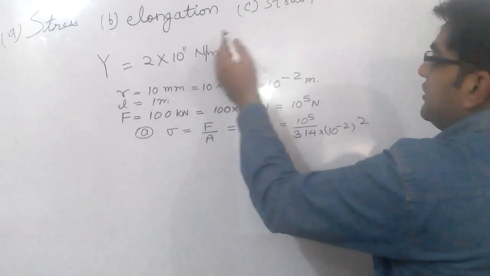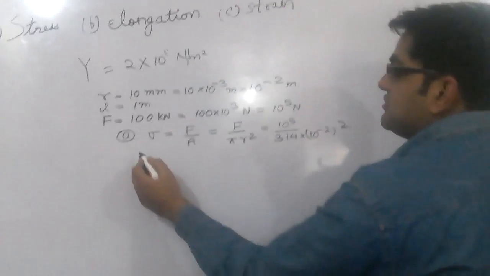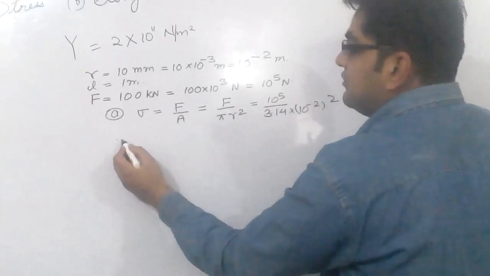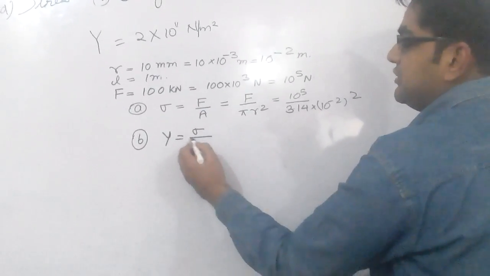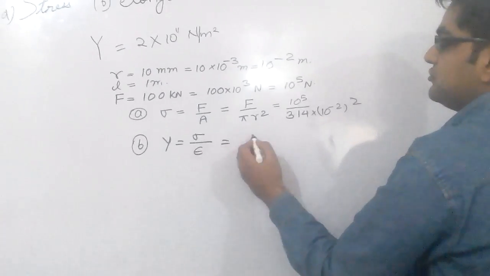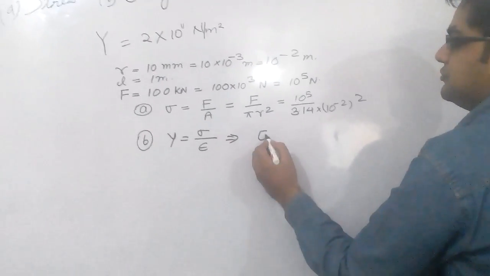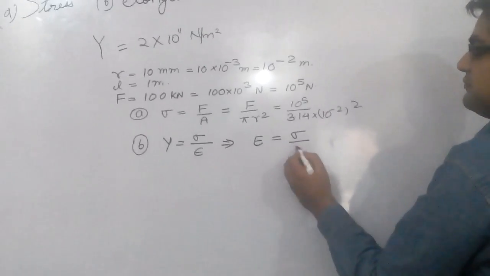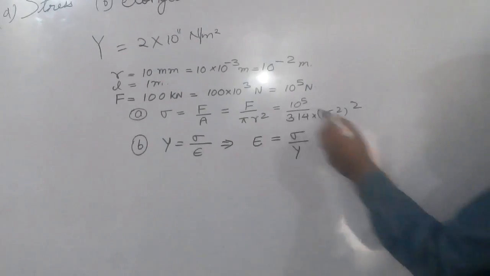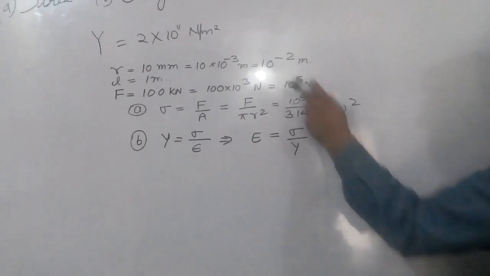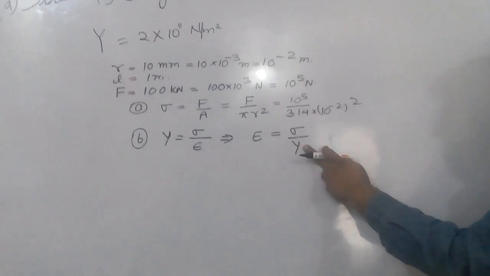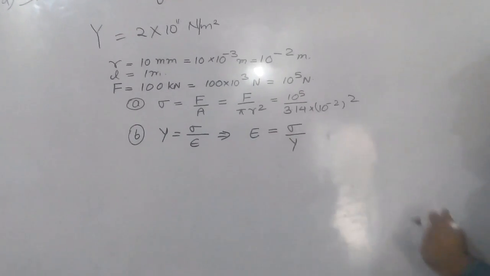Second, elongation and strain. First, we calculate strain. We know that Young's modulus equals to stress upon strain. So, strain equals to stress upon Young's modulus. First, in part A, you calculate the value of stress and then put the value of Y in this formula. You will get the strain.